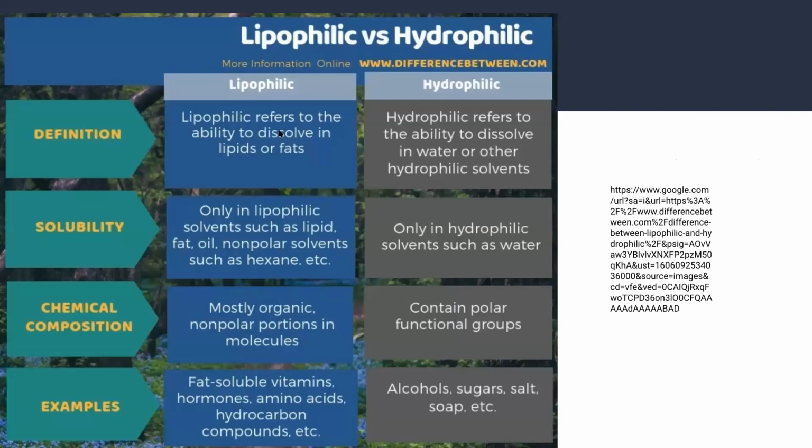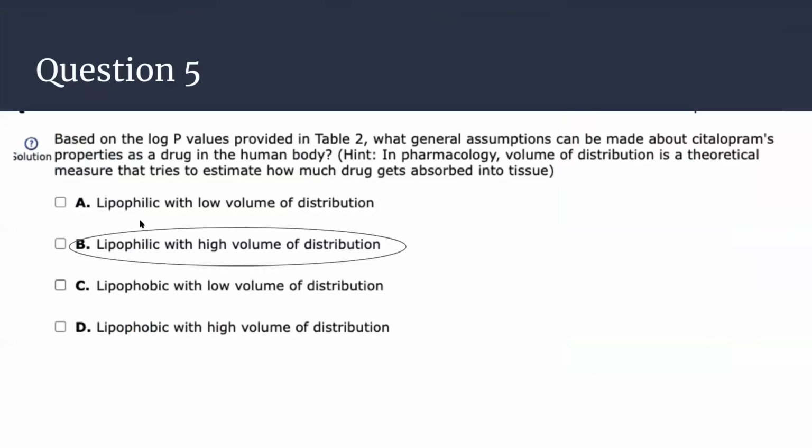So just going over these terms, lipophilic means dissolving in lipids or fat, whereas the usual one we hear is hydrophilic or hydrophobic, which pertains to water. So this is kind of the opposite. Lipophilic would mean that you like lipids and fat. And they mentioned that a high log P value would dissolve in a nonpolar solvent. So that's why it would be lipophilic, and then we would get rid of C and D.